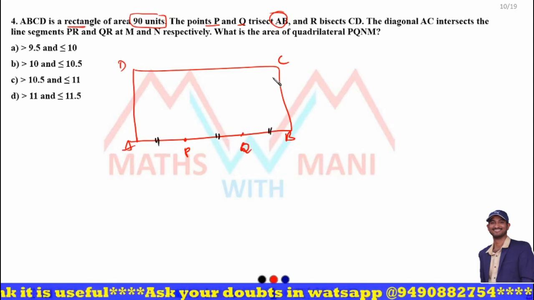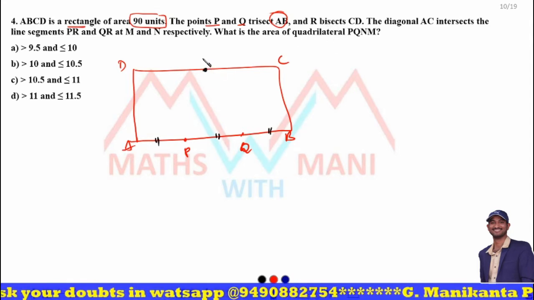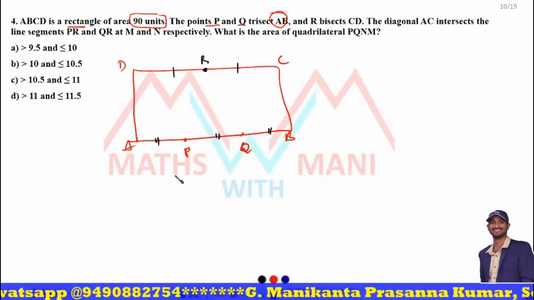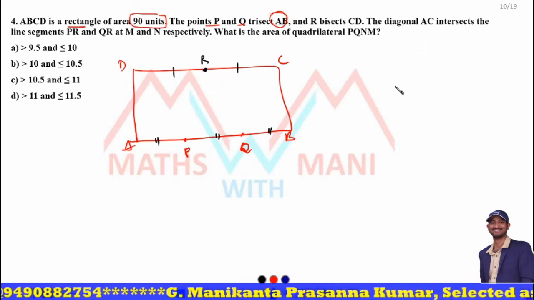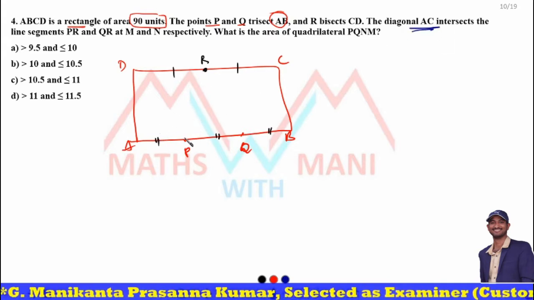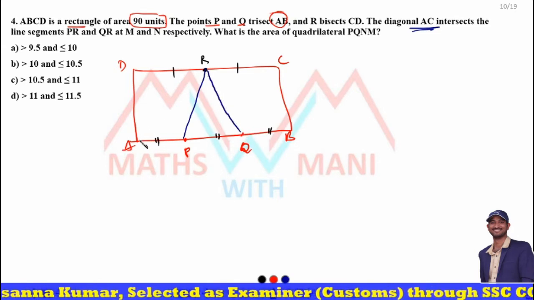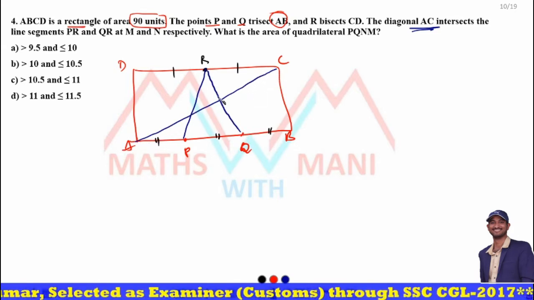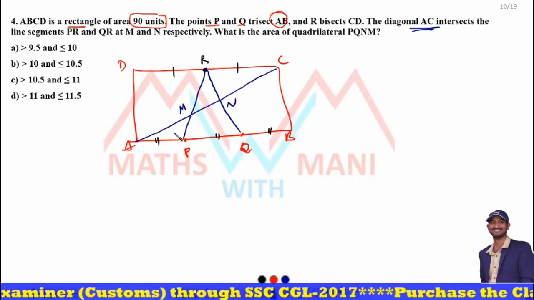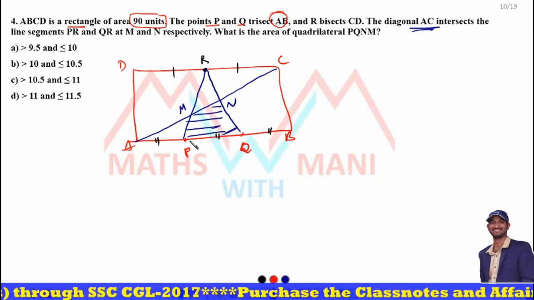Okay. And R, which bisects the CD. Bisect means it divides the CD into 2 equal parts. Now what happened next? The diagonal AC intersects the line segments PR and QR at M and N. Okay. Then what is the area of this quadrilateral PQNM?